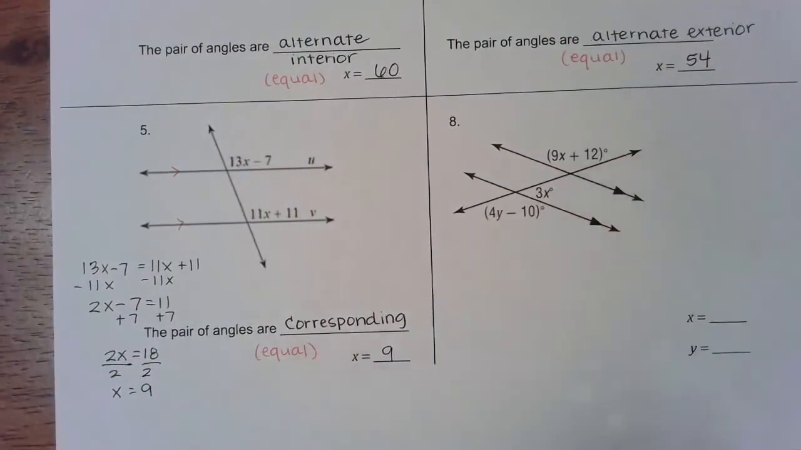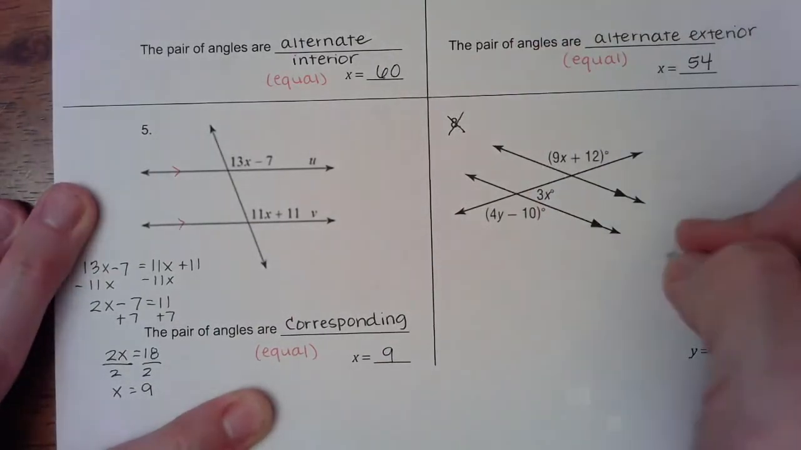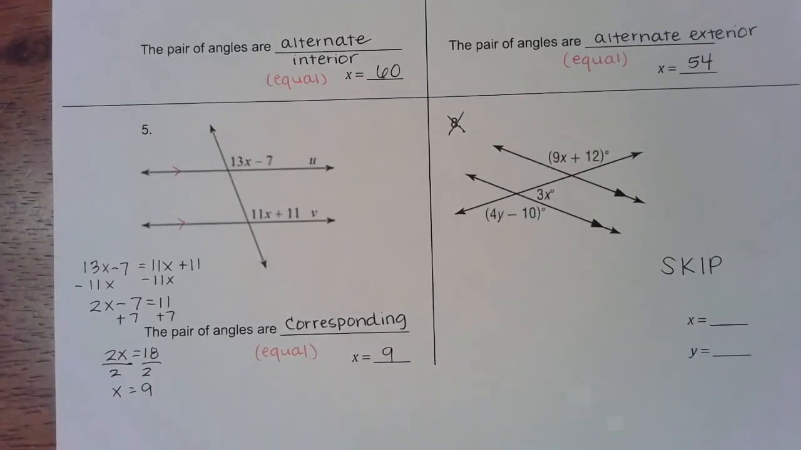And then on number 8, let me just double check. Congratulations! You can cross off number 8. Let's just make a note right here that says that you skipped it because there's not one like number 8 in your homework. So you're all done.